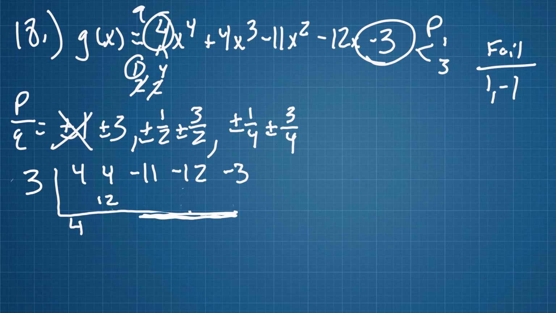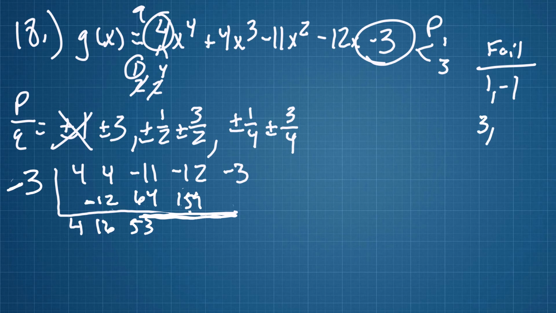3 times 4 is 12, gives me 16. 3 times 16 is 64, which is going to give me 53. 3 times 53 is 159. See how that's not going to work, so I know 3 is going to fail. So now I'm going to try negative 3.